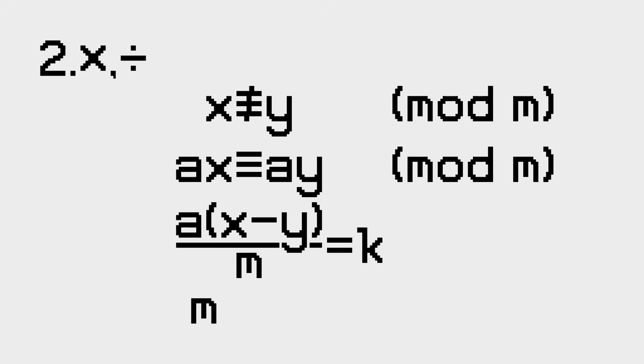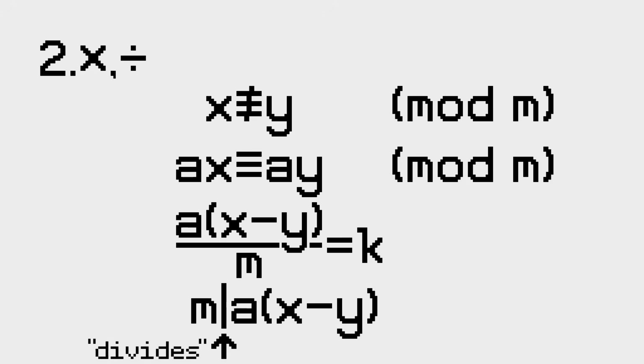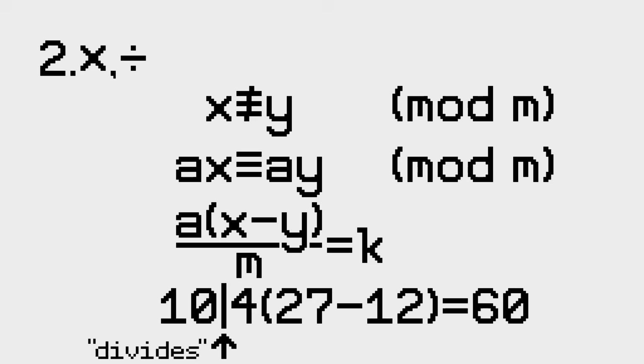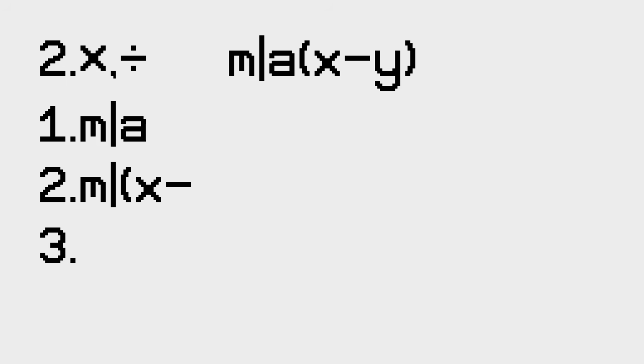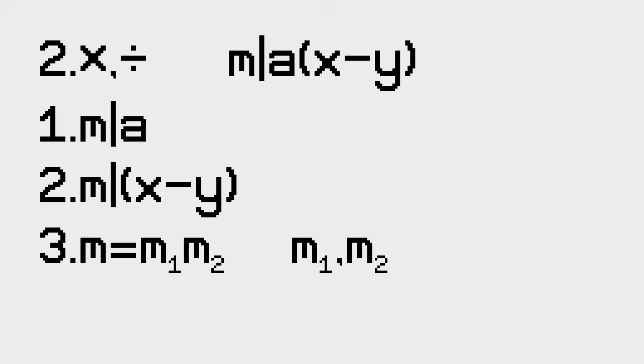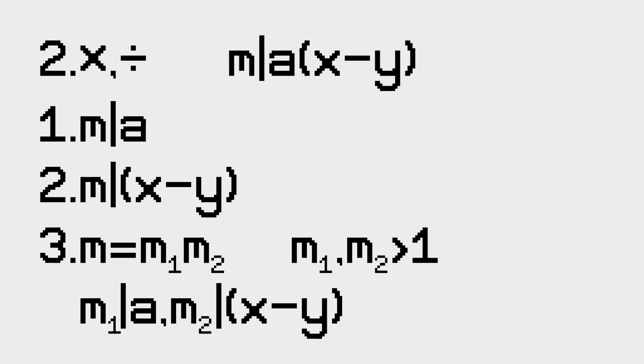This means that m must divide into a times (x minus y). This vertical bar means divides, or m is a factor of a times (x minus y). In our example, 10 divides 4 times (27 minus 12), which is 60. There are three possible cases to make sure m divides a times (x minus y). Either m fully divides into a, m fully divides into x minus y, or m can be split into factors m1 and m2, both greater than 1, so m1 divides a and m2 divides x minus y.